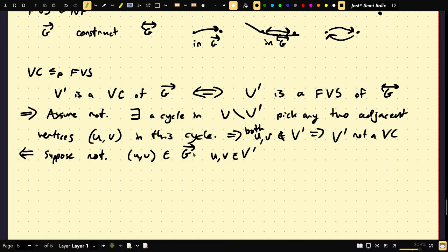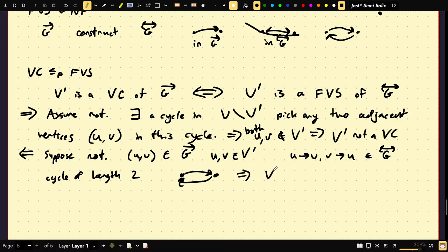But since this was an edge in the forward graph, then we have that U to V and V to U were edges in our double graph. So then we have a cycle of length 2. So then V prime was never a feedback vertex set. Contradiction.